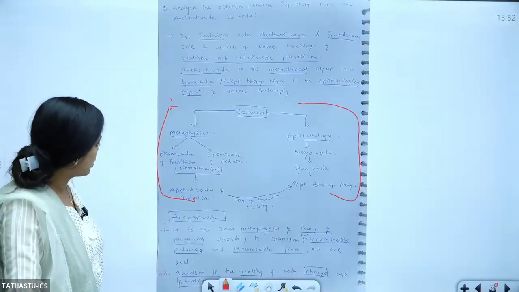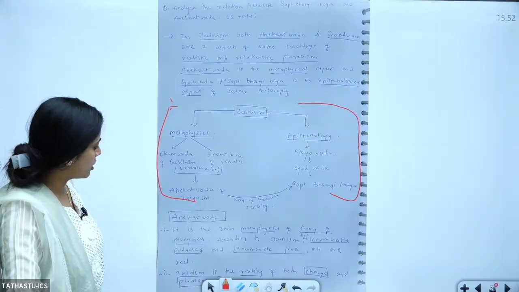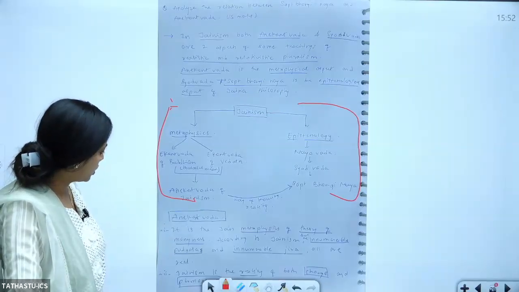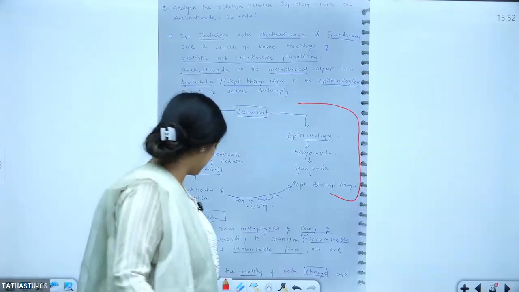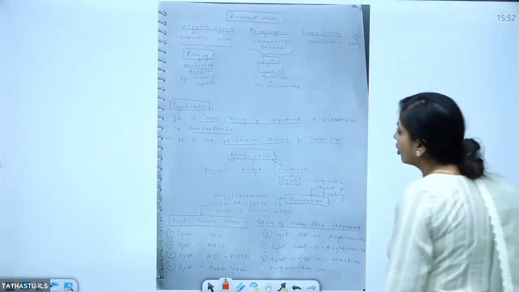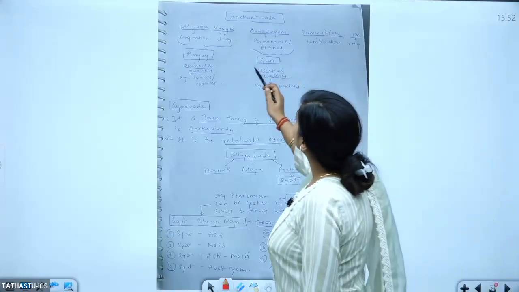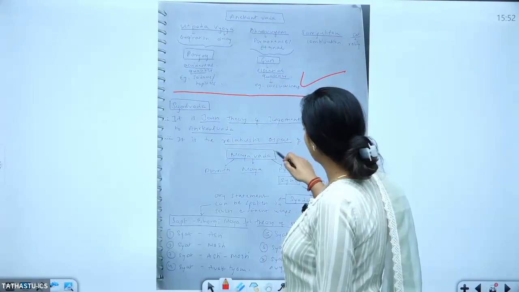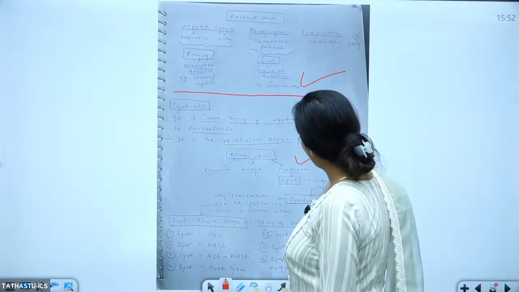Anekantvad is the Jain metaphysics, the theory of manyness. According to Jainism, there are innumerable Pudgal and innumerable Jiva. All are real. Jainism accepts the reality of both change and permanence. Better word is theological mean. Okay.